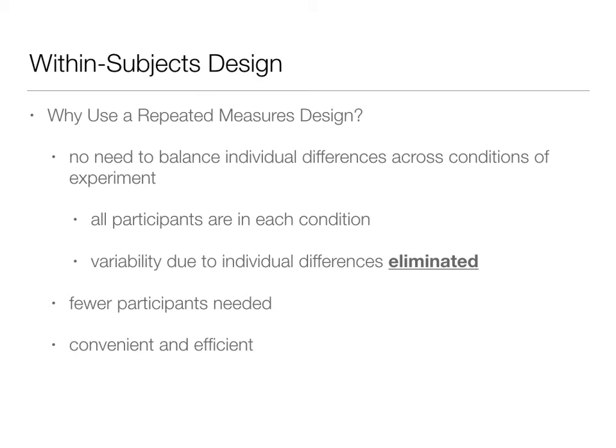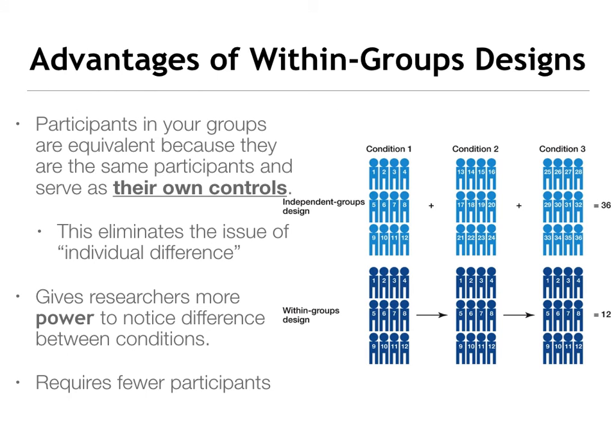Again, I got 2 data points out of 1 kid. I got twice the data out of 1 person, which is very convenient and very efficient. They're also more sensitive, and we'll talk a little bit about sensitivity in a second. Sensitivity is the ability to detect a change in the independent variable when it's there. And we'll talk about why they're more sensitive as well.